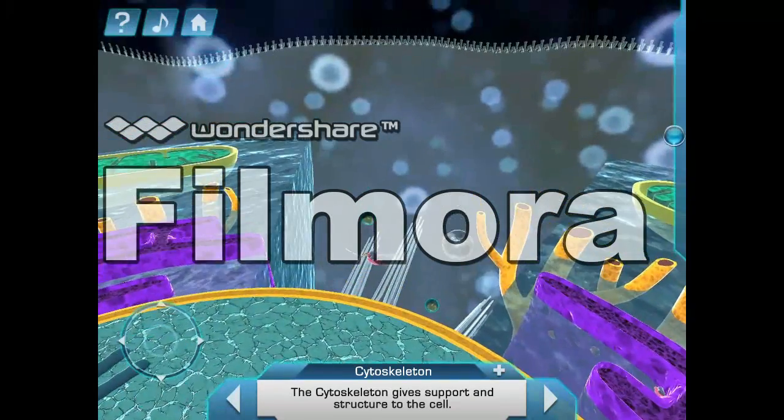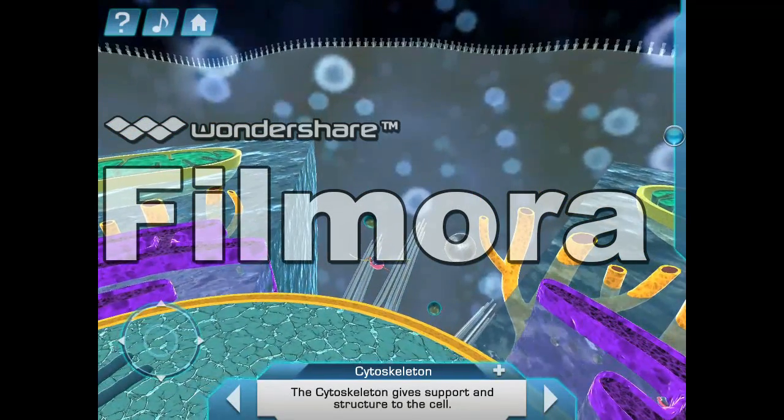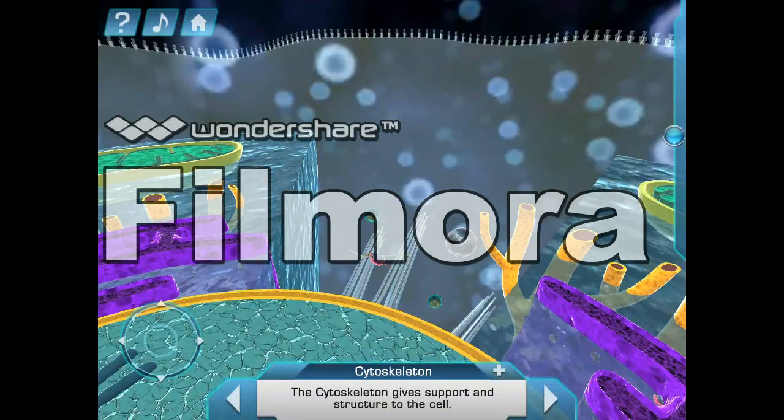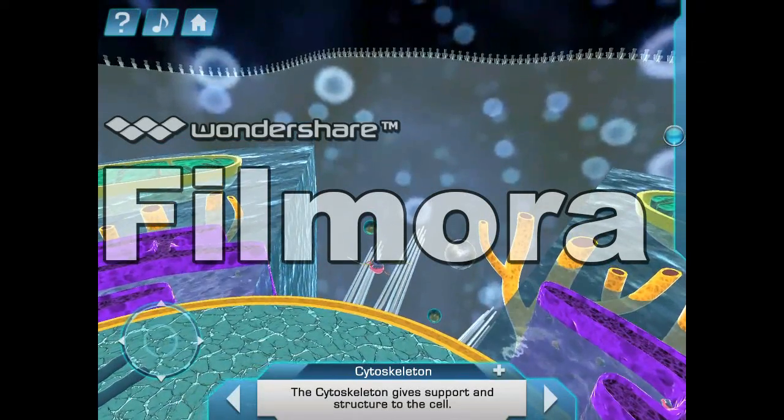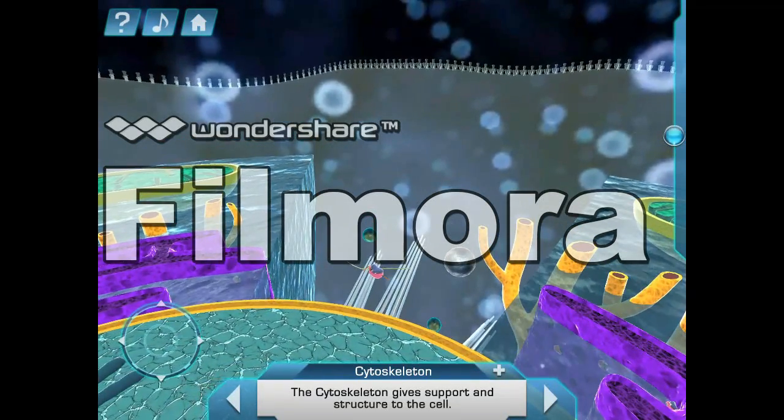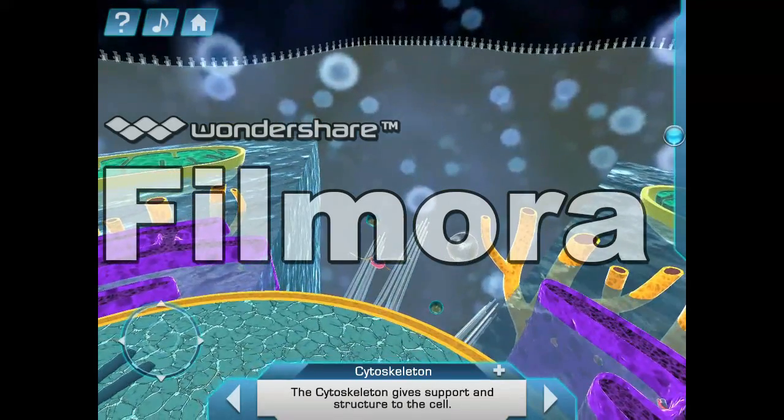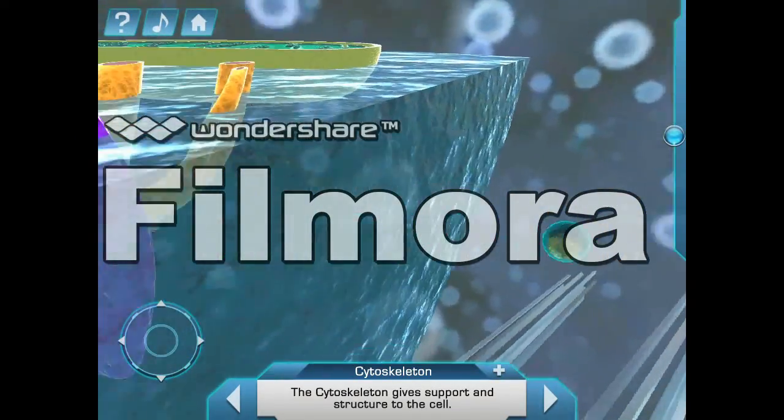Now, I want you to notice how this is attached to the cell membrane. This gives the cell membrane some rigidity. As we talked about before, the cell membrane is somewhat fluid, but it also needs to be rigid to maintain shape and protect the organelles inside.